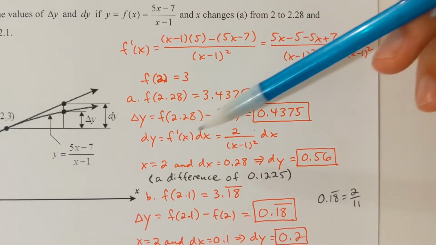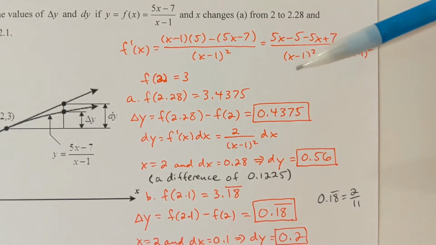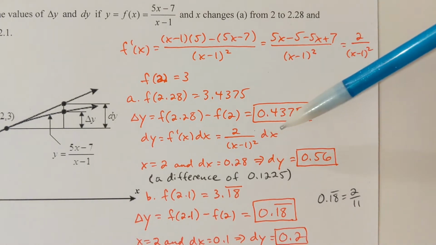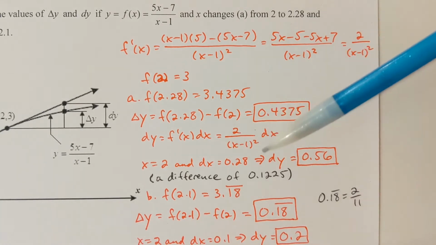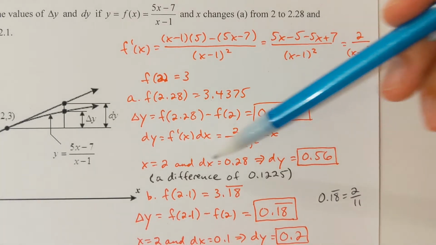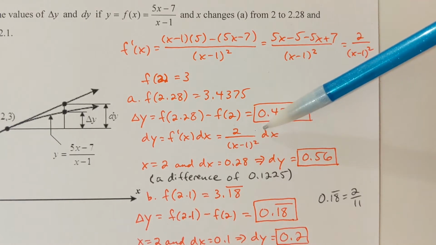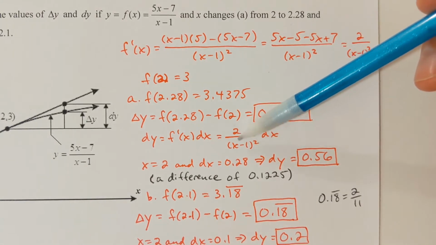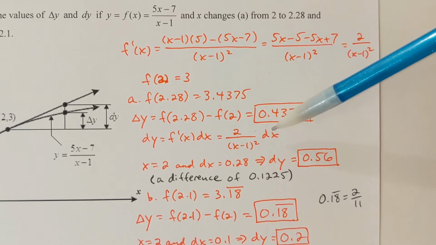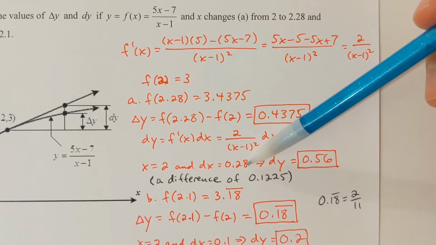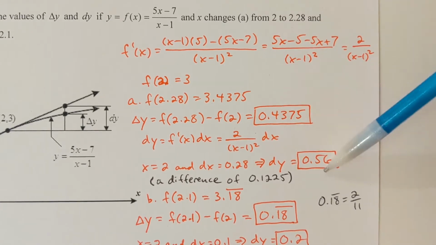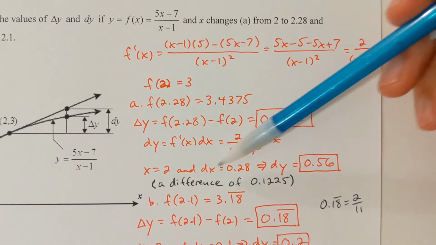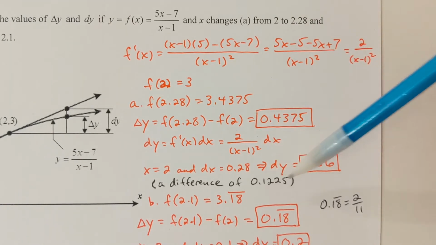dy is where I take f prime of x dx. Okay, well here's f prime of x, right? And stick a dx at the end. Now x is 2, dx is 0.28, dx and delta x are the same, I mentioned. And so I would just plug these numbers into this formula here. X is 2, so you can have 2 divided by 1 times 0.28. 2 times 0.28 would be 0.56, and that's dy. Now these two values are very, very close to each other. In fact, it'd be a difference of 0.1225. That's very small.